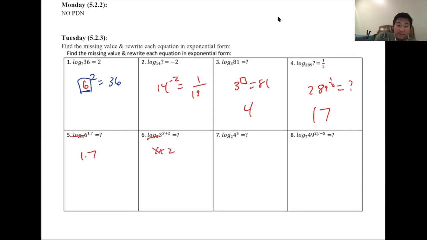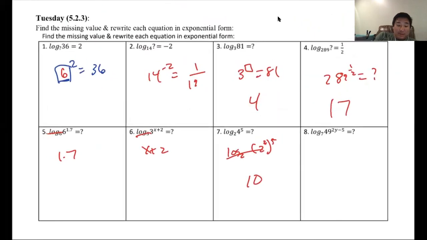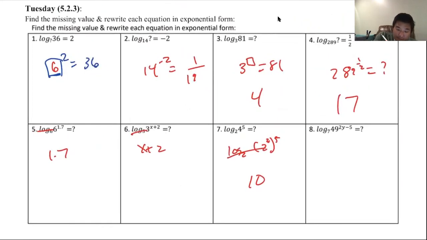Ooh, this is a good one. So you need to rewrite this to be log base 2 of 2 to the 2nd power to the 5th power. Those cancel, so it's 2 times 5, 10. Good question. So this is log base 7 of 7 squared times 2y minus 5. Those cancel, so you have 2 times 2y minus 5, 4y minus 10. Good question.